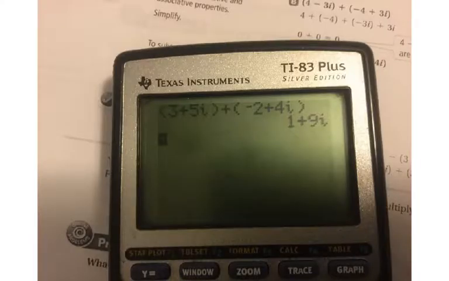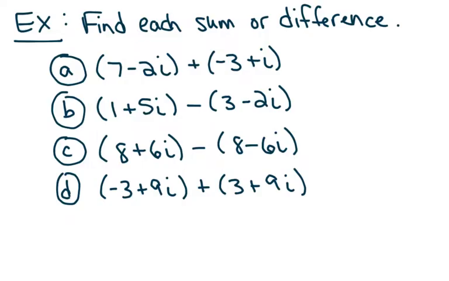So this was problem A, 3 plus 5i plus negative 2 plus 4i, and we found out the answer was 1 plus 9i. I want you to notice that when I typed it into my calculator, I kept the parentheses around each complex number, and I used i, which again was second period, and it just told me the answer. You are more than welcome to use your calculator to do the adding and subtracting. You don't have to, but you can. Now on your own, I would like you to find each sum or difference in each of these problems.